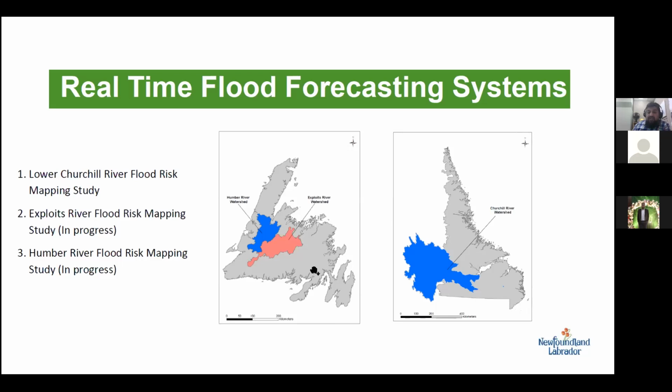And we're implementing this on 3 watersheds. One is the Churchill River watershed in Labrador. Then there's the Humber River watershed on the island, and the Exploits River watershed. The Churchill one has already been done. It's in operation. The Exploits and Humber ones are in progress. They're being developed right now.